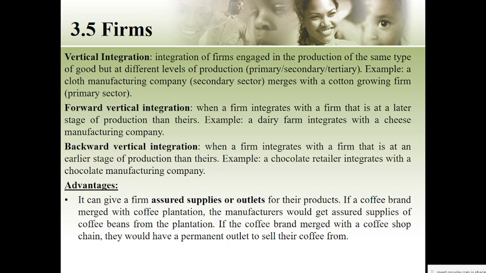I hope you don't have any kind of issue. Okay, let's talk about some advantages. It can give a firm assured supply or outlets for their products. If a coffee brand merges with a coffee plantation, the manufacturer would get assured supplies of coffee beans from the plantation. Okay, if the coffee brand merges with a coffee shop chain, they would have a permanent outlet to sell their coffee from.